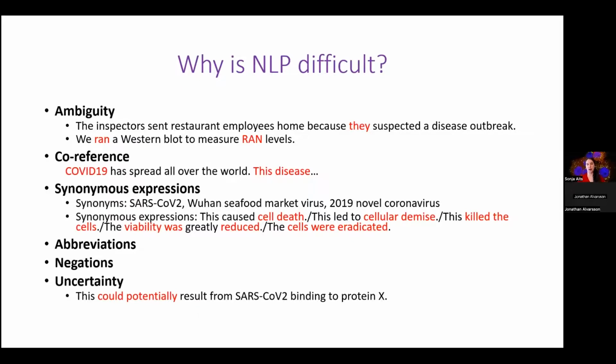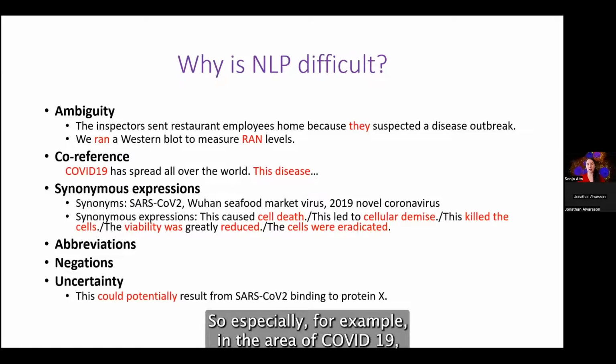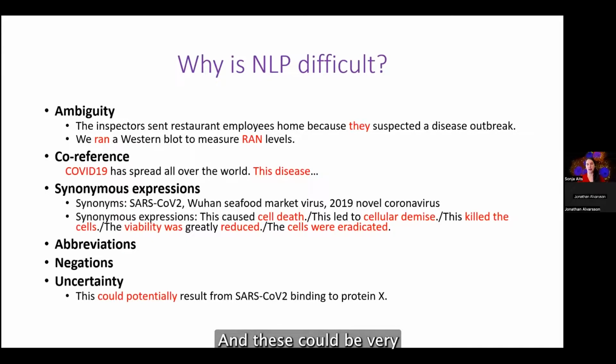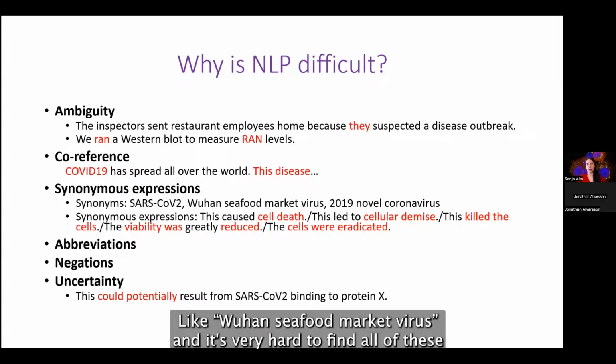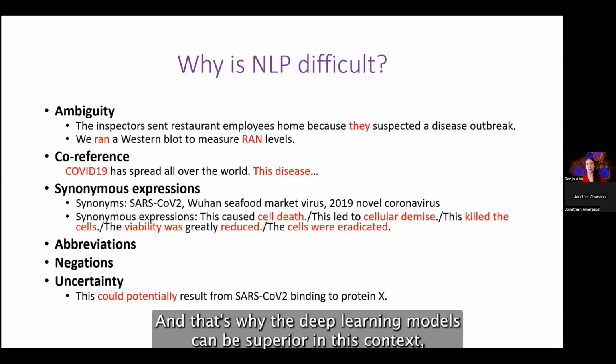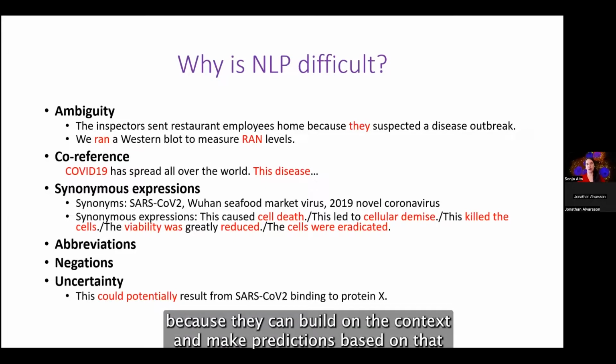We also have, as I mentioned before, a lot of synonyms. Especially in the area of COVID-19, before we had official names, people made up all kinds of names for the virus and the disease. These could be very creative, let's call it that, like Wuhan seafood market virus. It's very hard to find all of these and put them into a pre-existing keyword search. That's why the deep learning models can be superior in this context, because they can build on the context and make predictions based on that.